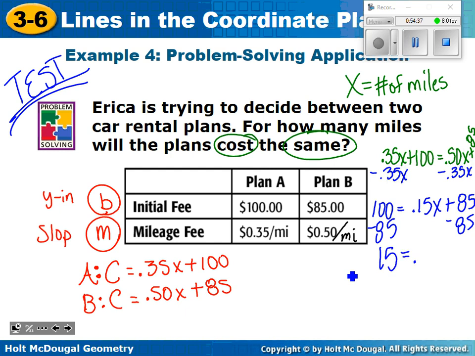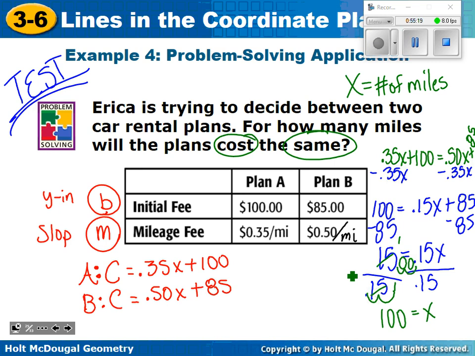15 equals 0.15x. So now what do we do? Divide by 0.15. How do you simplify that? You're right. What did you get? 100, because you're moving your decimal 2 places here, which means you're moving your decimal 2 places here. And 1,500 divided by 15 is just 100. Or you could divide it the long way, 0.15 into, and you could do that as well. Okay, what's our answer here then?